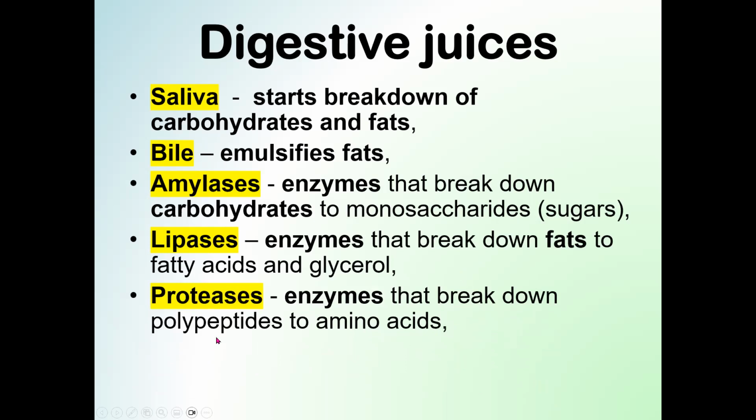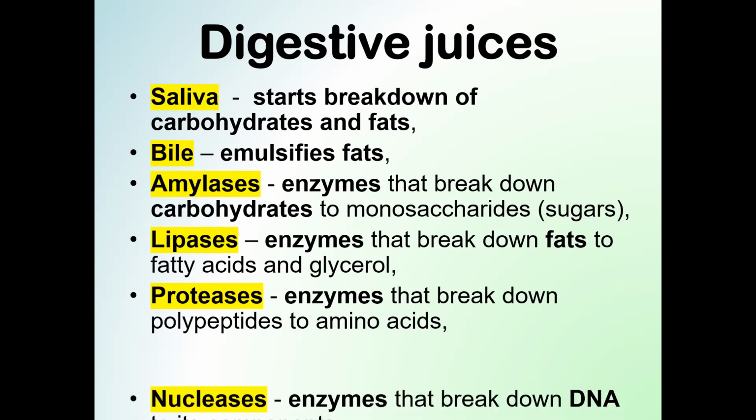Proteases break down proteins into amino acids. Now, I'm sure you've heard of the word peptide. The peptide is the name of the bond that holds two amino acids together. If you have a number of amino acids joined together, that's called a polypeptide. And what proteases do is break the bonds, and the polypeptides become independent amino acids, and then our system will absorb the amino acids.